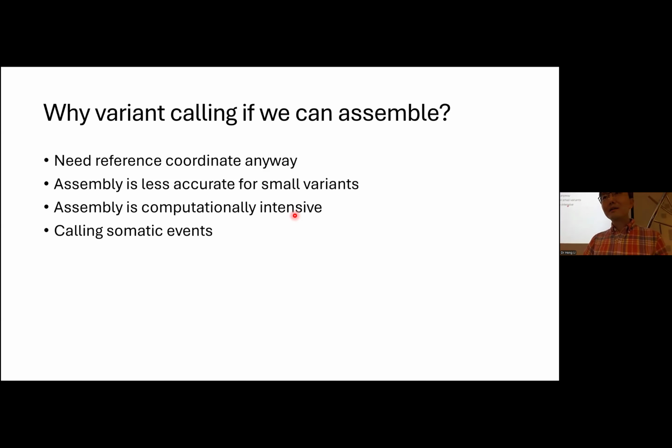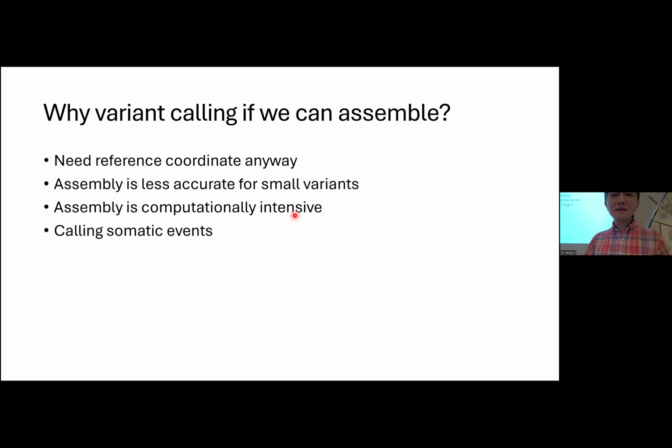Secondly, assembly is a more complex process, and sometimes it may miss small variants. The accuracy is lower on small variants. It's better at large-scale variants, like very long insertions, but the base accuracy is lower than SNP calling. And assembly is computationally intensive. It takes a lot more effort than doing read alignment and reference-based calling.